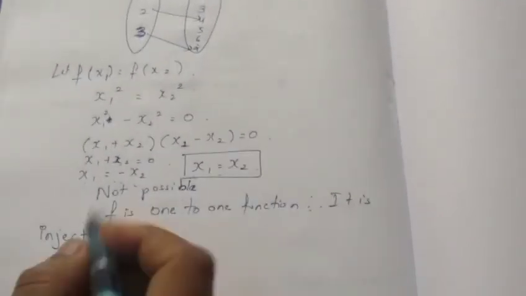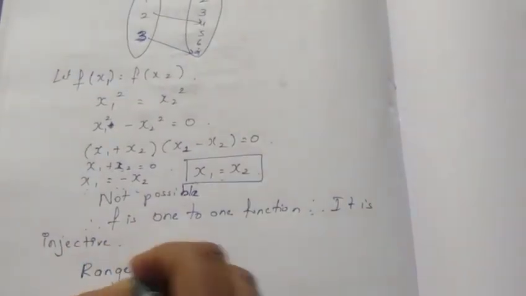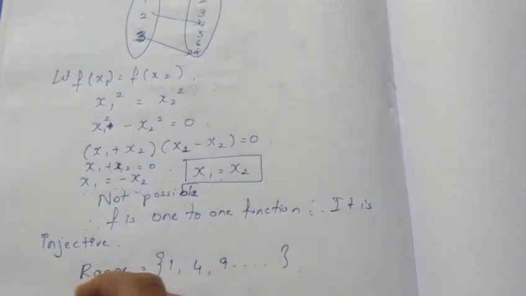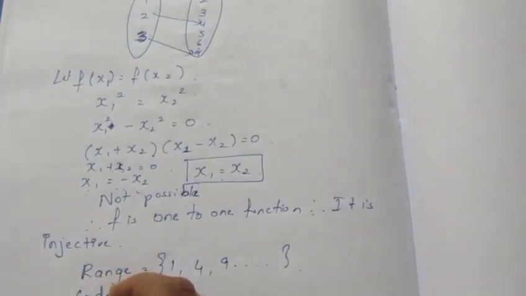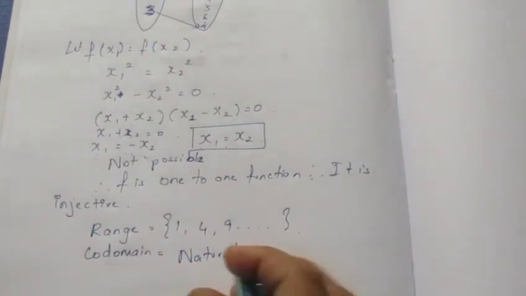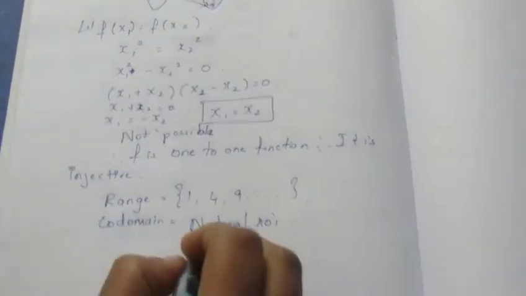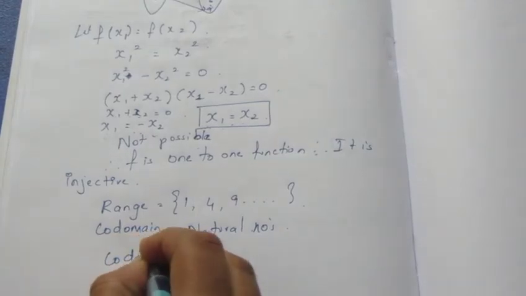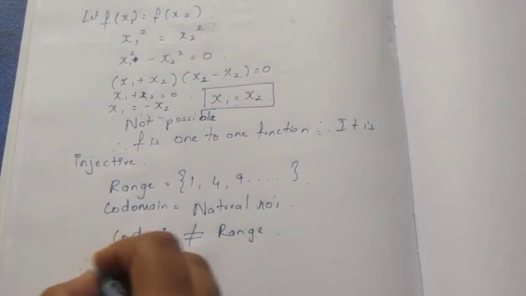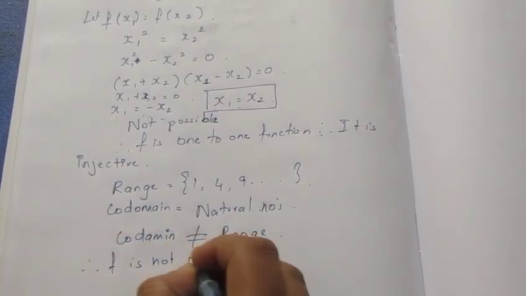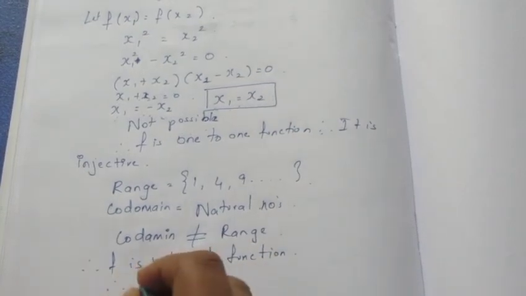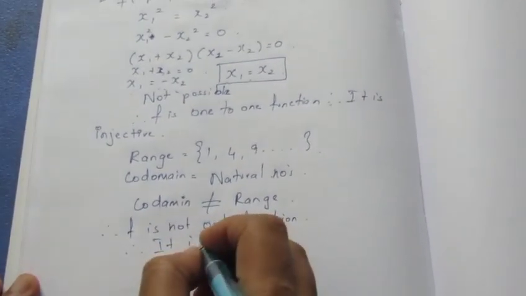So for the range, everything is 1, 4, 9, square numbers, but for the codomain, it is natural numbers. So therefore both are not equal. The codomain is not equal to your range, therefore f is not onto function. Onto means it is surjective. Therefore, it is not surjective.